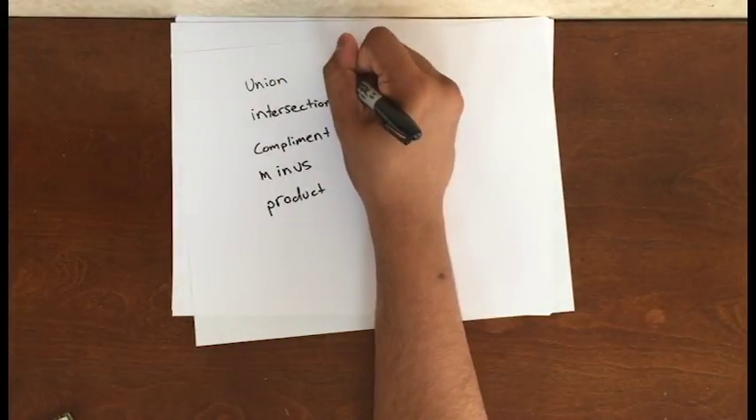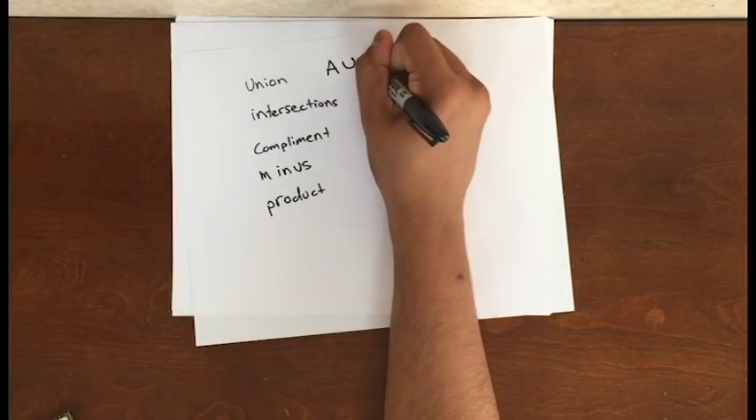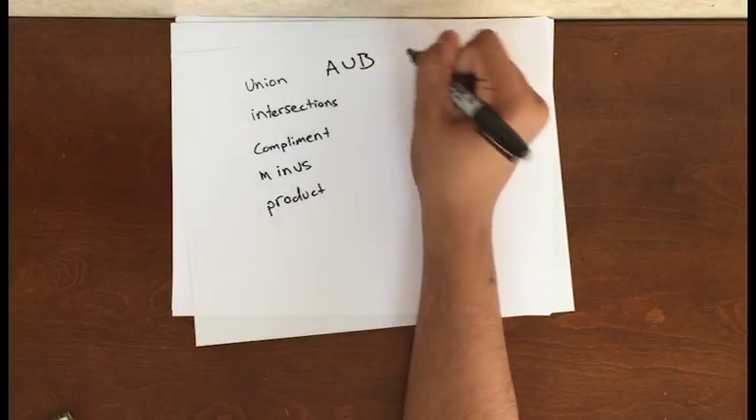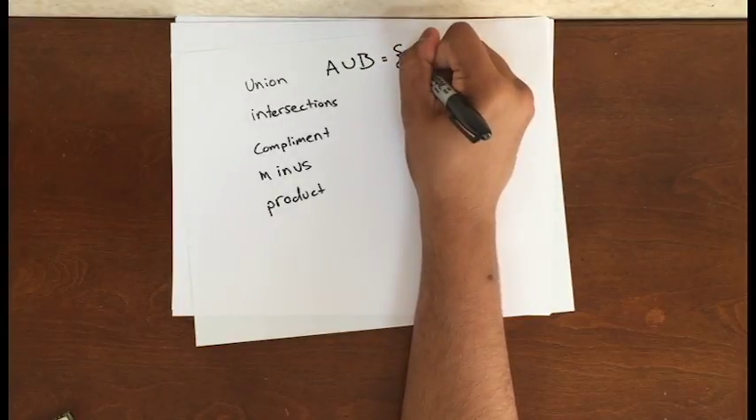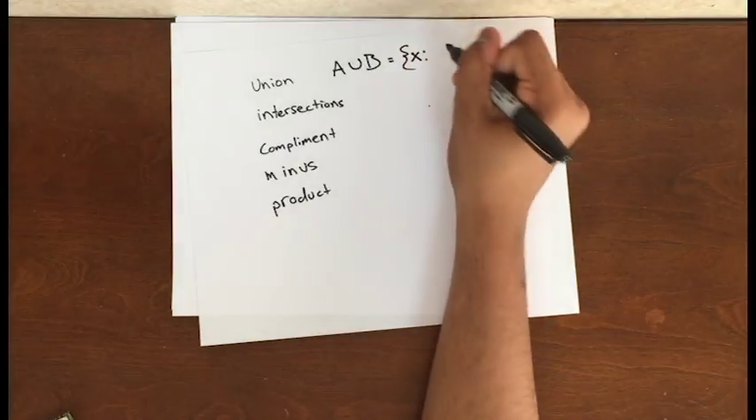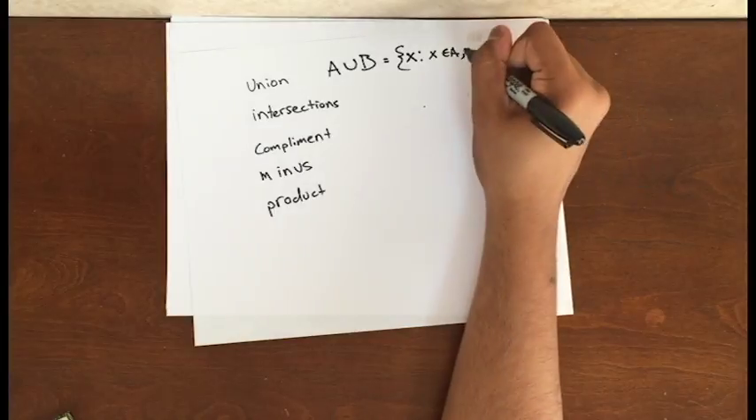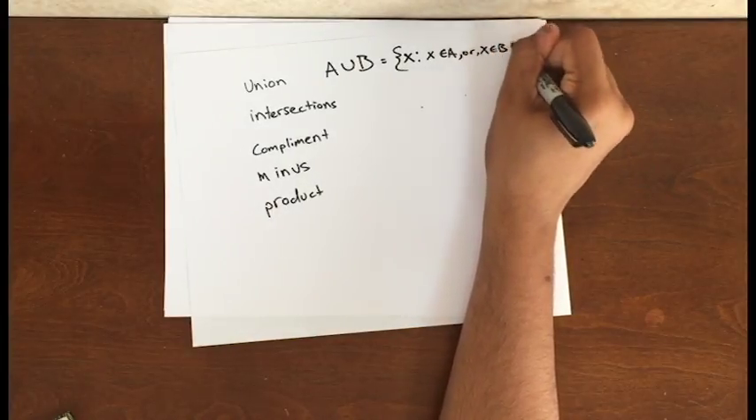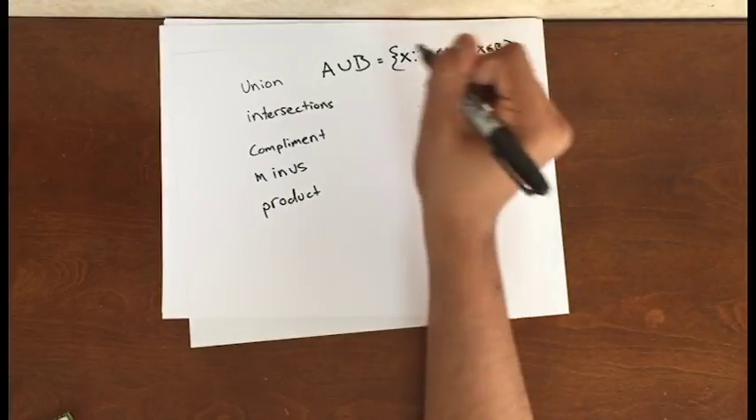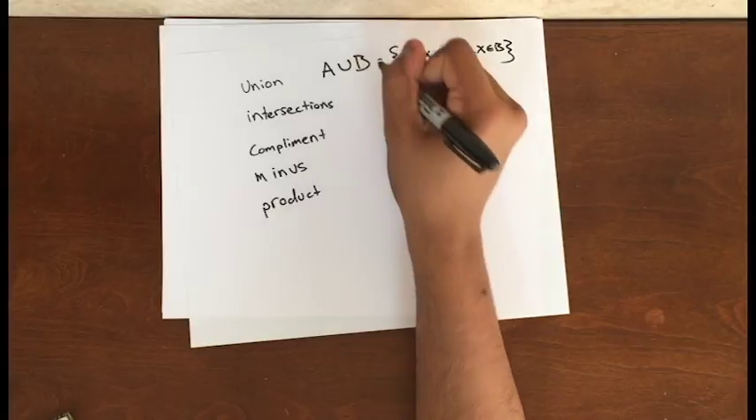So a union is, say I have a set A, and I say A union B, this symbol is for union. This means the set of x such that x exists in A, or x exists in B. So it's everything in set A or everything in set B.